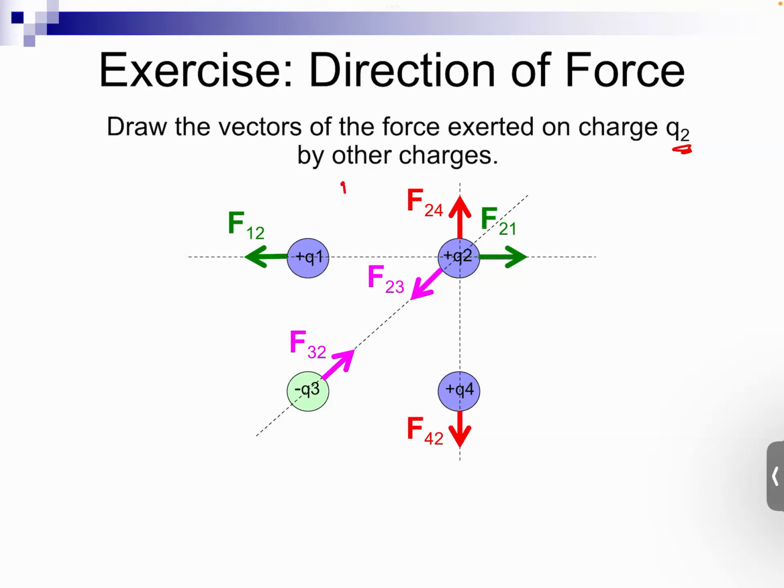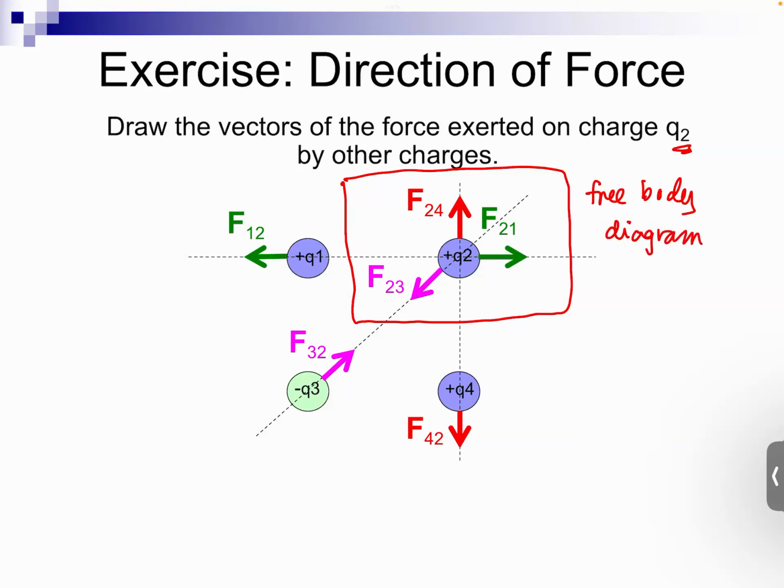So therefore, this is your free body diagram, which shows all the forces acting on charge Q2 because of charges Q1, Q3, and Q4. Of course, if you still need to get the net force, then we've learned techniques of how to get the resultant force of force vectors.